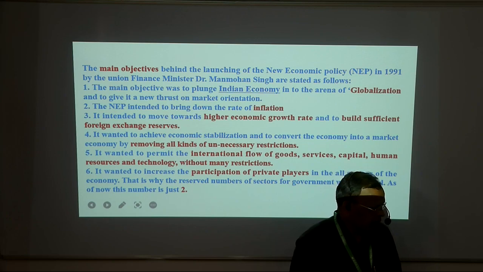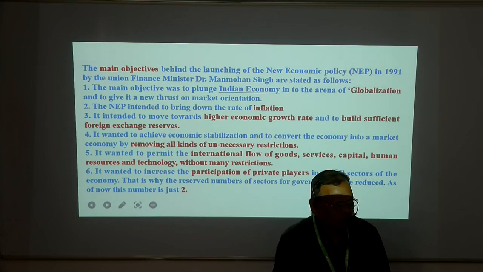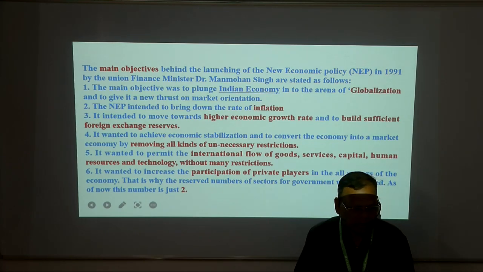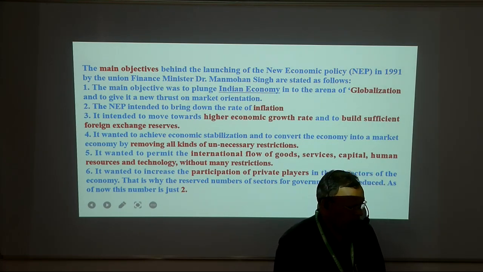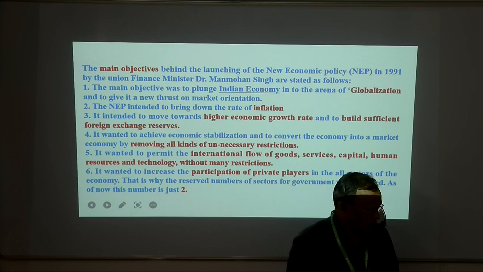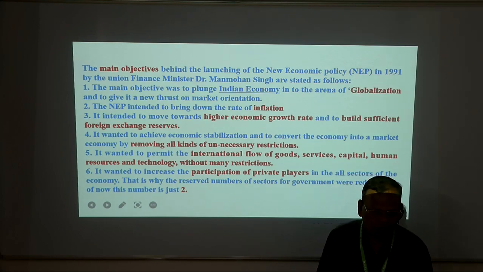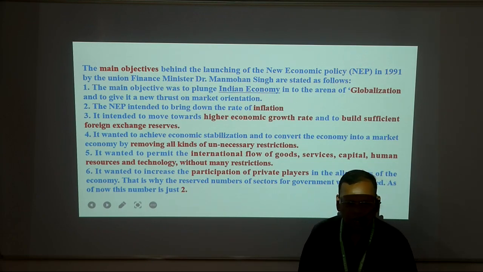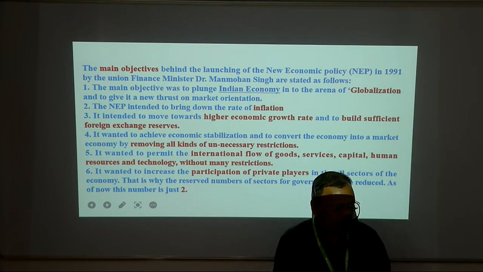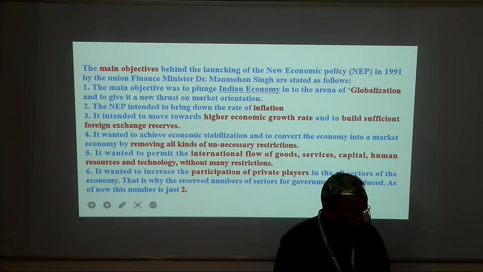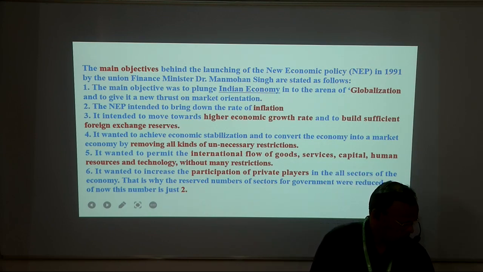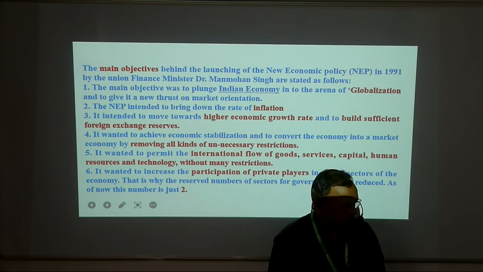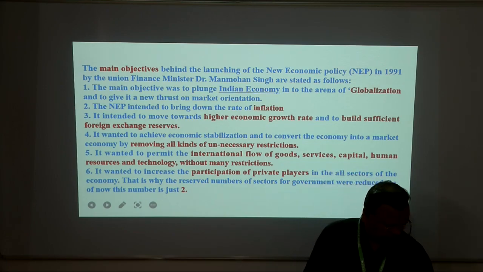The main objective was to plunge the economy into the arena of globalization, then reduce inflation, achieve a high economic growth rate, build sufficient foreign exchange reserve, and remove all unnecessary restrictions which were faced by the Indian economy. So these are the main objectives behind the acceptance of the new economic policy 1991.